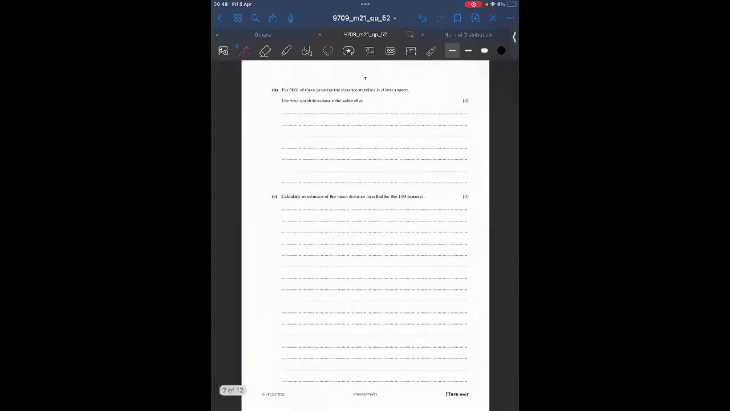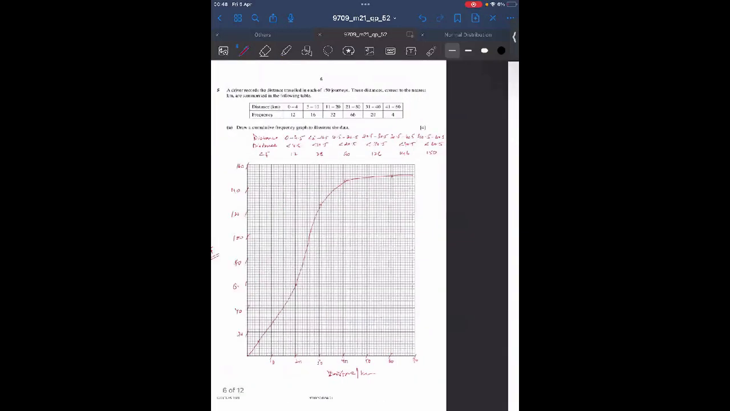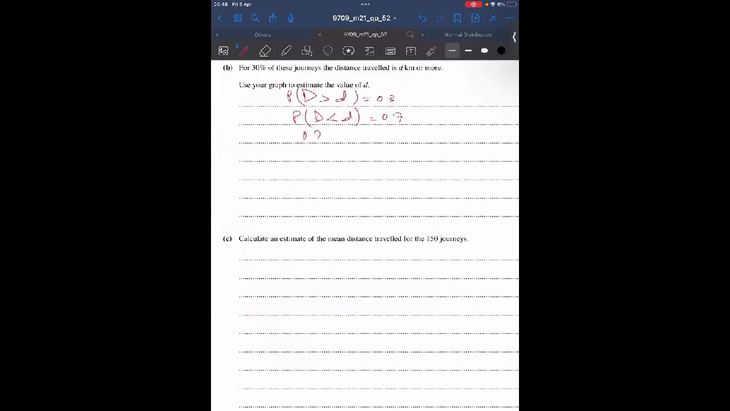What does the question say? For 30% of these journeys, the distance traveled is d kilometers or more. The probability that the distance traveled is greater than d is 0.3. The probability that the distance is less than d is going to be 0.7. And 70% of what? The total frequency is 150. So 0.7 times 150 is going to be.